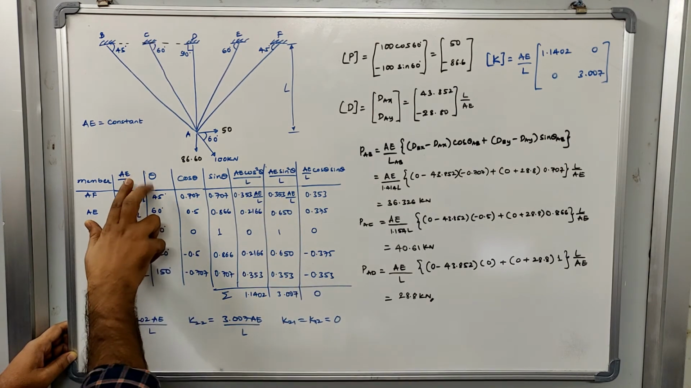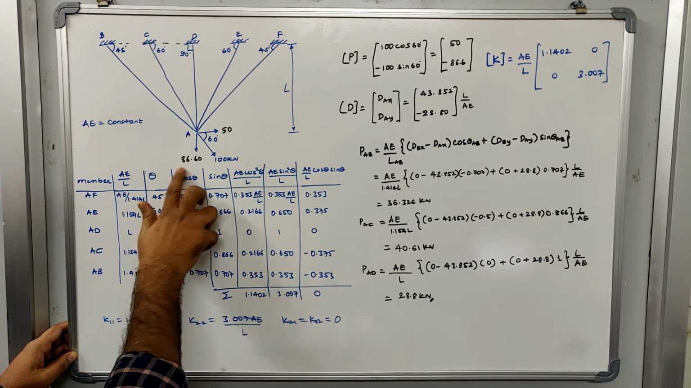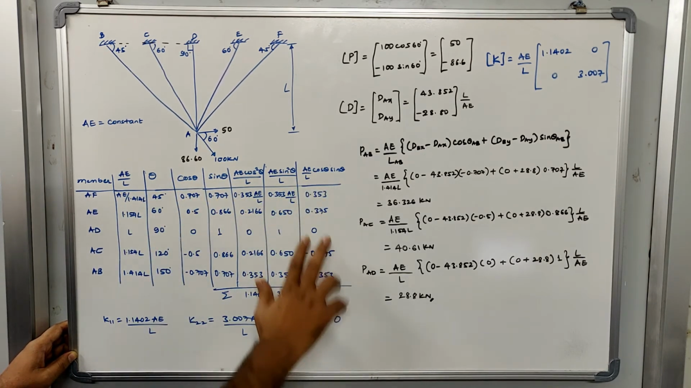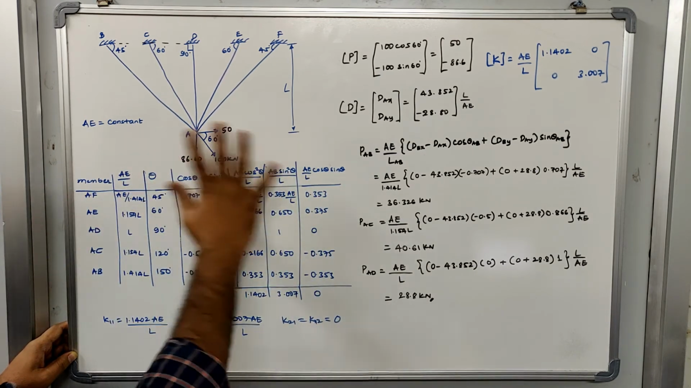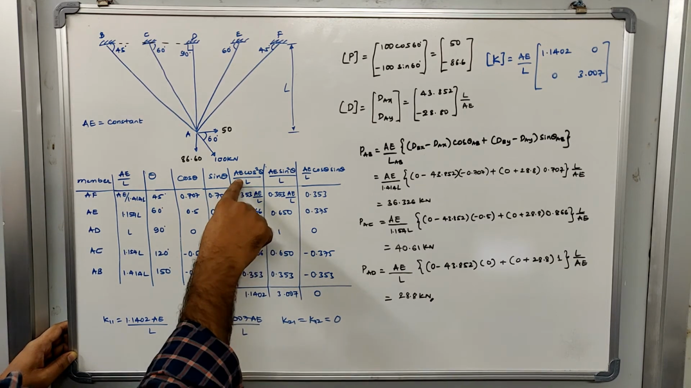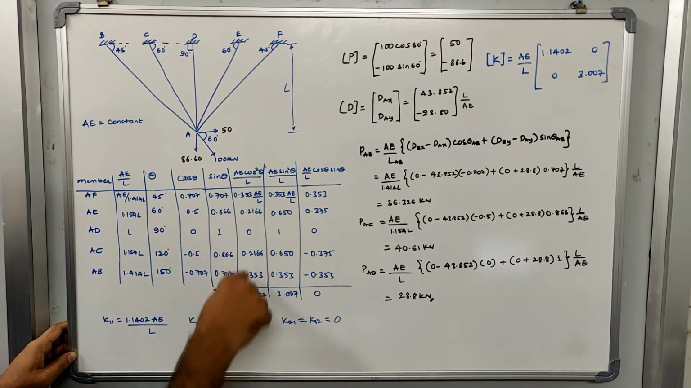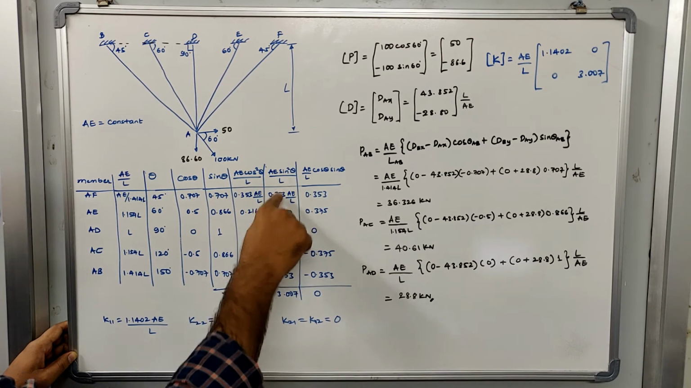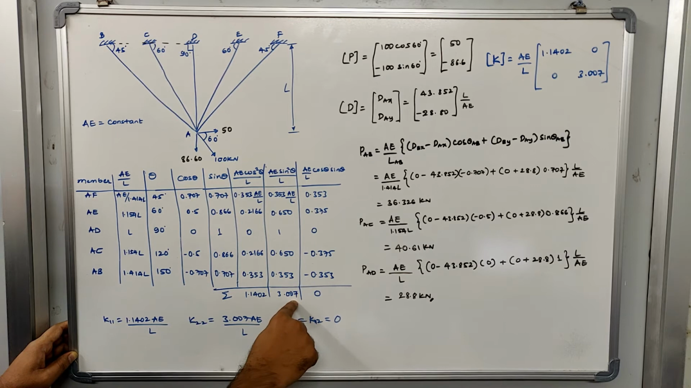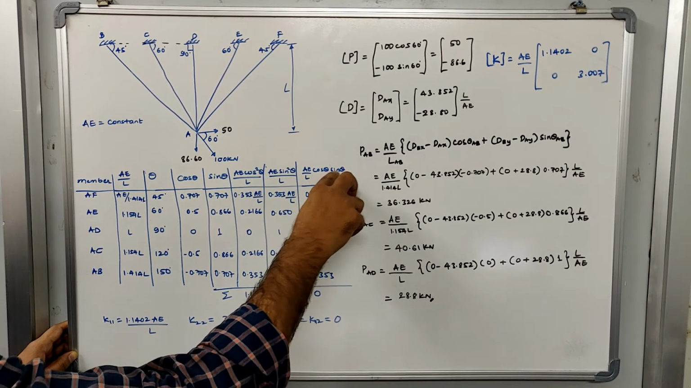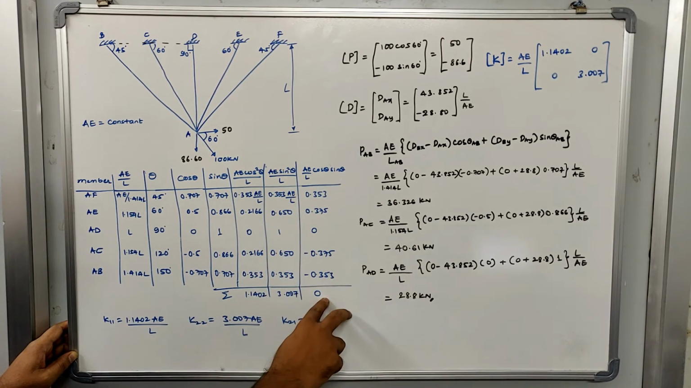The next step is to multiply the column AE by L into cos theta into sin theta. So we need to multiply these three values and write down in this column. Once we complete solving this table, the next step is to take the sum of AE into cos square theta by L, which is your k11. Then we take the sum of AE into sin square theta by L from this column to find k22. And if I take the sum of all these values, AE into cos theta into sin theta divided by L, it will give me the value of k12 and k21.